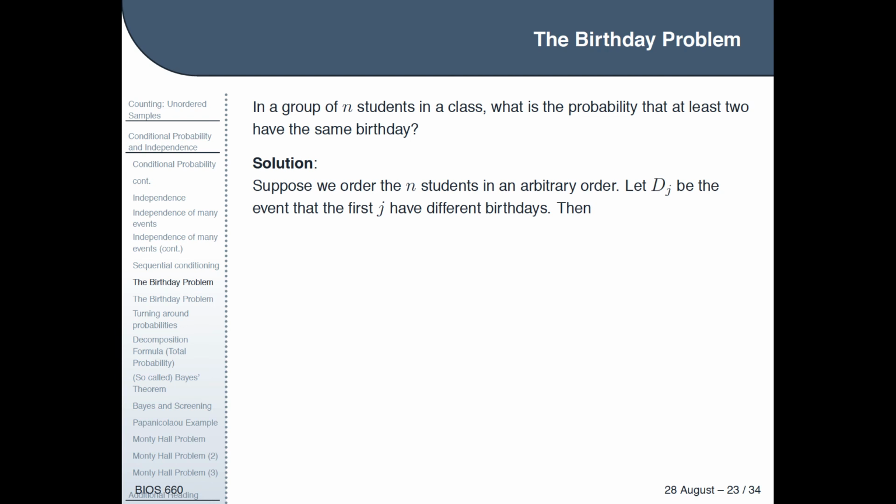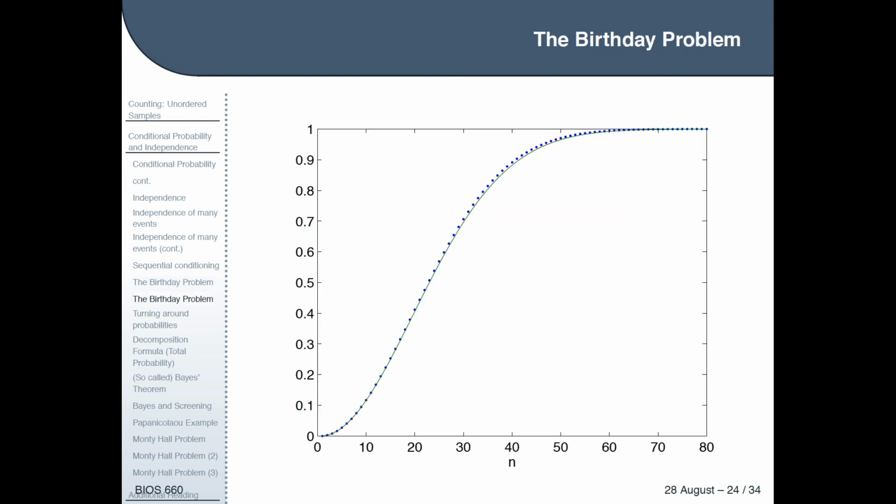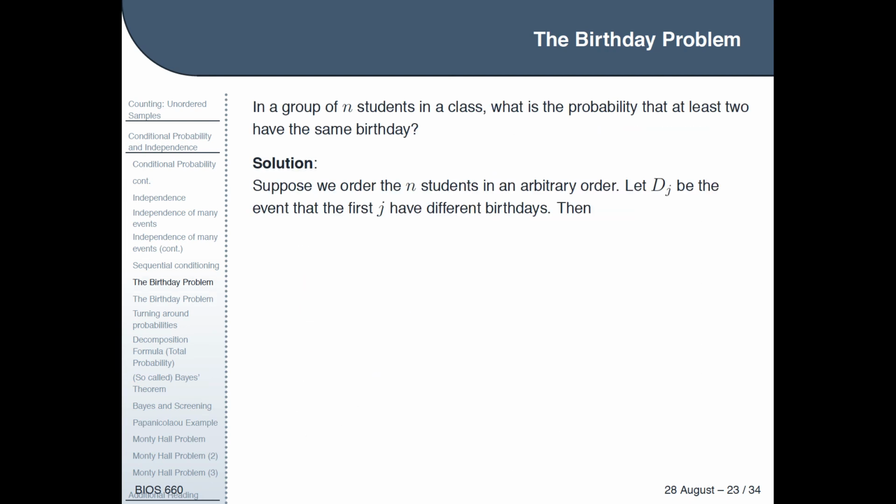An example of this is if you wanted to compute the exact probability for the birthday problem. Say you have n students in your class, and you want the probability that at least 2 of them have the same birthday. Say we have some arbitrary order of the students. We want D_j to be the event that the first j have different birthdays. I thought I had written the formula on here. Apparently I didn't. Sorry about that.